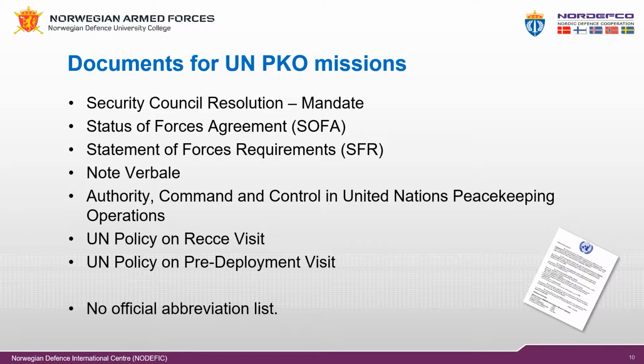Authority and command and control in United Nations peacekeeping operations defines and describes the authority, command and control structure from the United Nations headquarters in New York and down to the tactical unit in the mission. The policy also specifies the responsibilities retained by the member states over their military or police contingent and units serving in the United Nations peacekeeping missions.